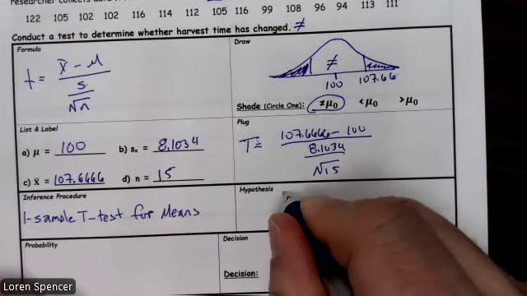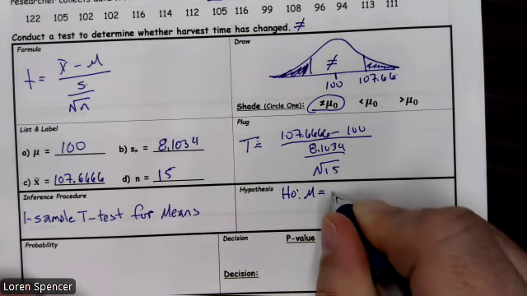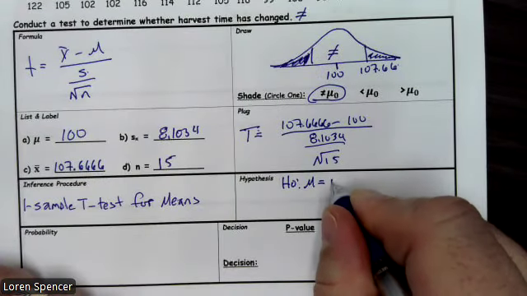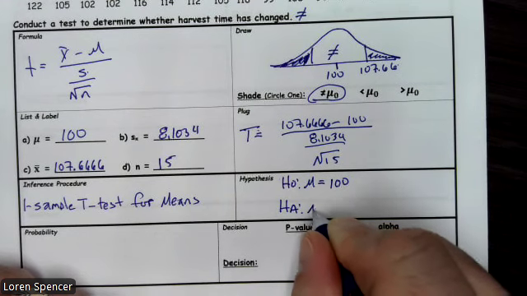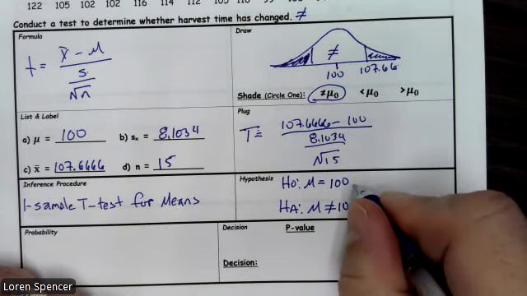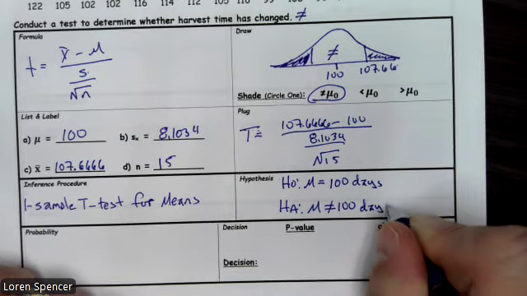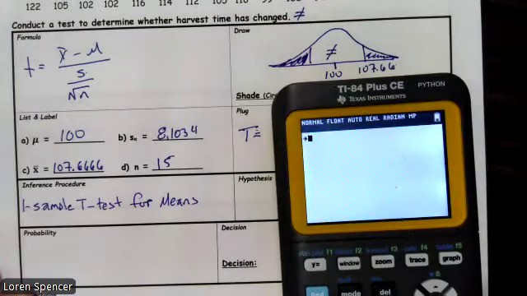But our hypothesis is, well, it's always mu equals something. What did they claim? They claimed it was 100, so mu equals 100. And they want to know if it's changed, so mu does not equal 100. And really, in this case, it's 100 days. All right, let's go ahead and run the test.